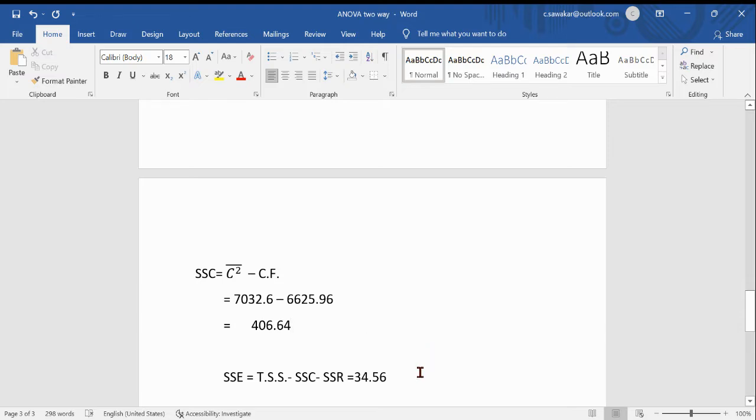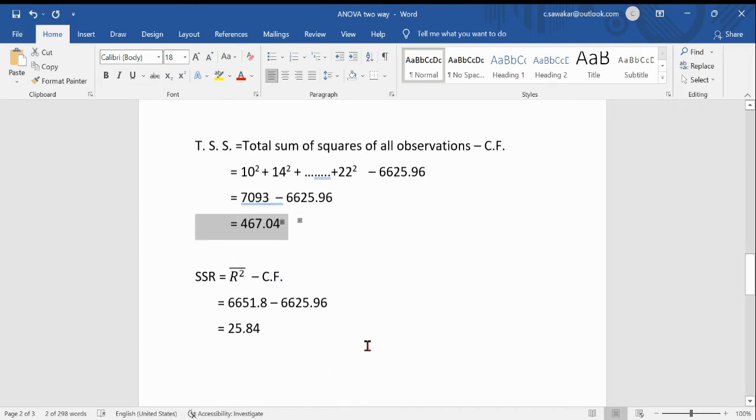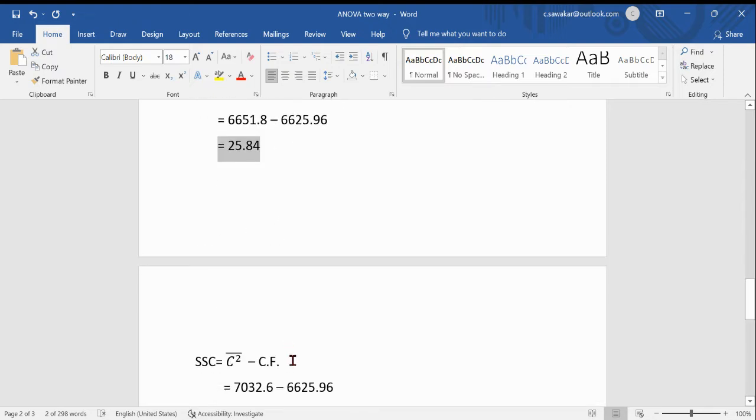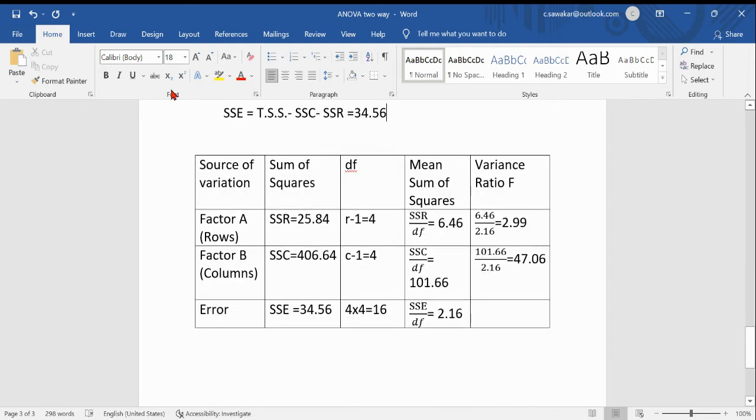Now after this, calculating SSE. SSE is given by TSS, the total sum of squares of all observations, minus SSC minus SSR. We have calculated all of these. So when you subtract SSC, 406.64, and SSR from this TSS, you get 34.56. Okay, now once all these things are done, we make the table. Now how has this table been made?